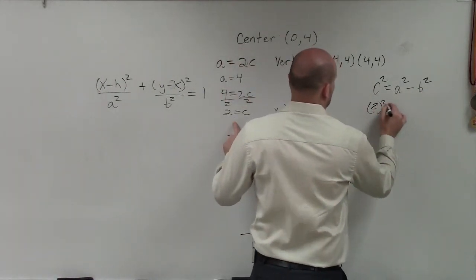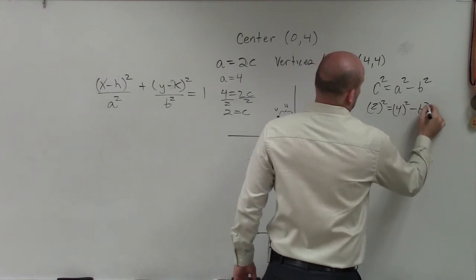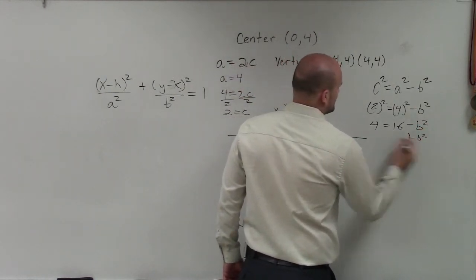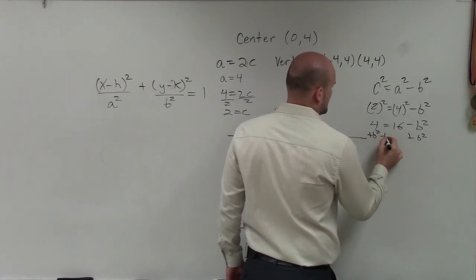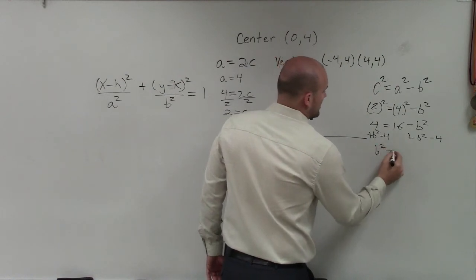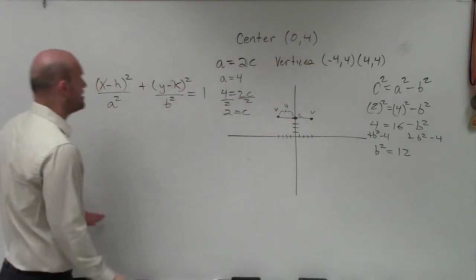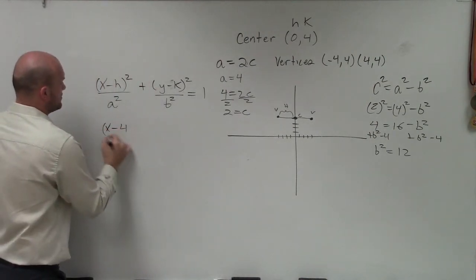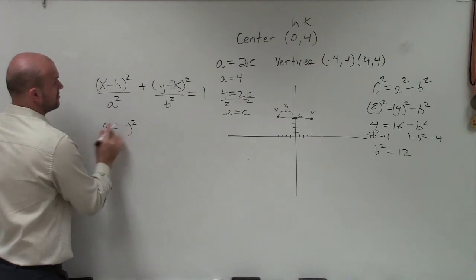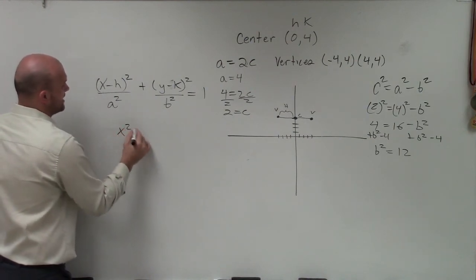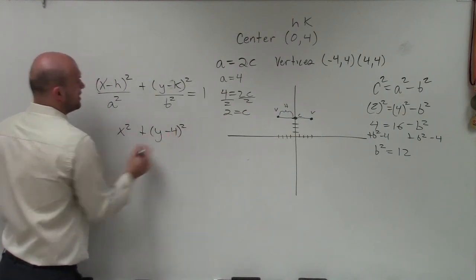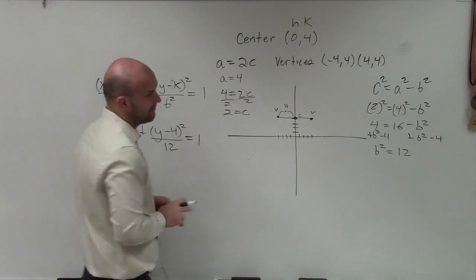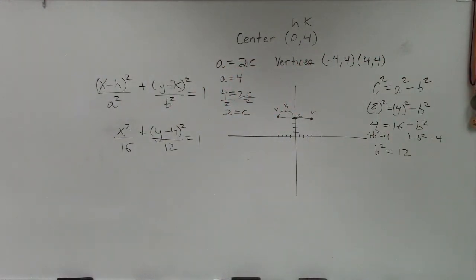Well, we know c is 2, and a is 4, so c squared is 4, a squared is 16, minus b squared. So 4 equals 16 minus b squared. Let's add the b squared to both sides and subtract the 4 on both sides. Therefore, b squared equals 12. So now, to write my equation, I know that my center was 0, 4. So that's my h and my k. So x minus 0, which is just x, so it would be x squared over a squared, a is 4, so that's over 16, plus y minus 4 squared over b squared, which is 12, equals 1. And then that's it.